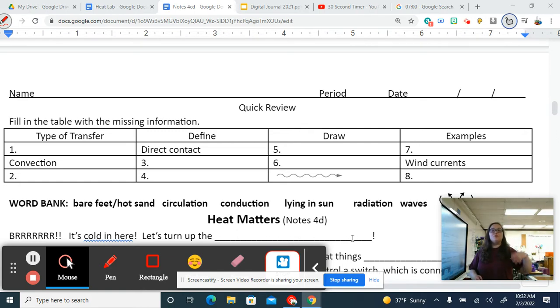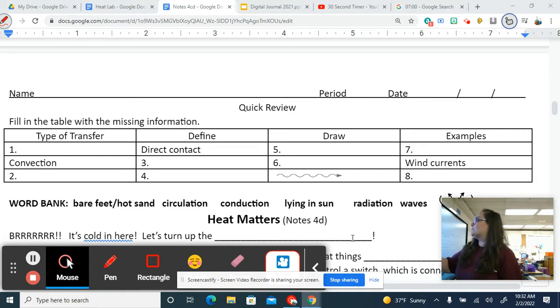So this is notes 4D. This is on the applications or uses of heat. So the beginning, as usual, is the quick review. Please pause, use the word bank, fill it in, unpause to get the answers. All right, welcome back. Here we go.